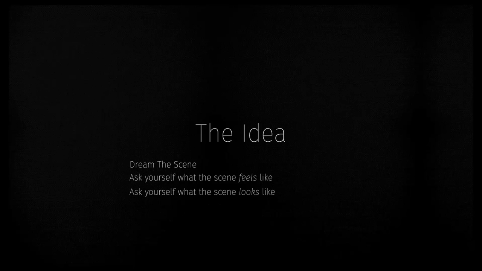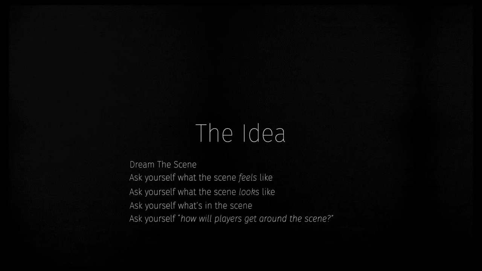Feel free to add your own. I keep mine in a document to remember them all. Number 1 is dream the scene. Number 2 is ask yourself what the scene feels like. Number 3, ask yourself what the scene looks like. Number 4 is ask yourself what's in the scene. And finally, number 5 is ask yourself how would people get around in this scene. This helps you expand your original thought into a realistic idea for a level. Now, remember to dream big for this part of the process.